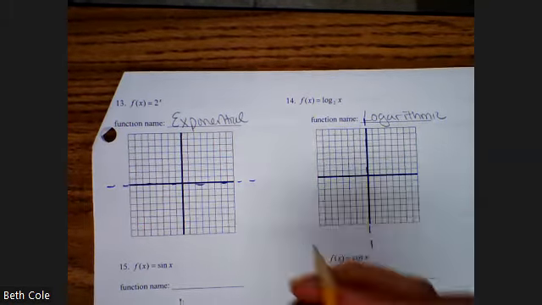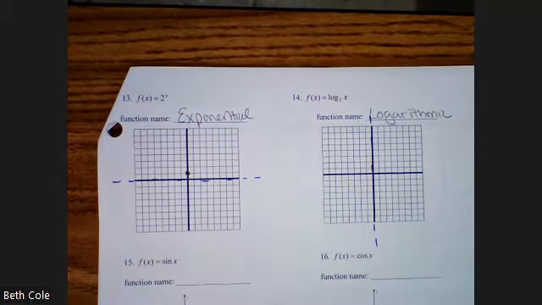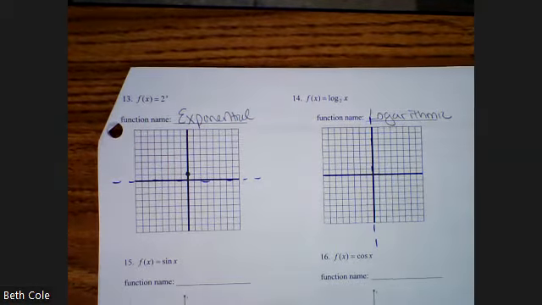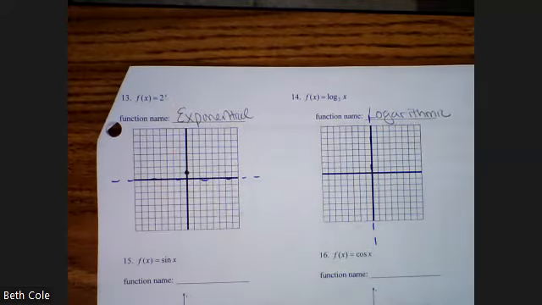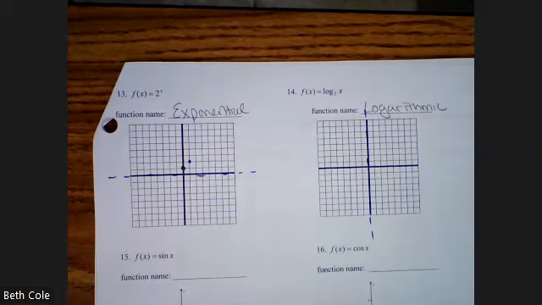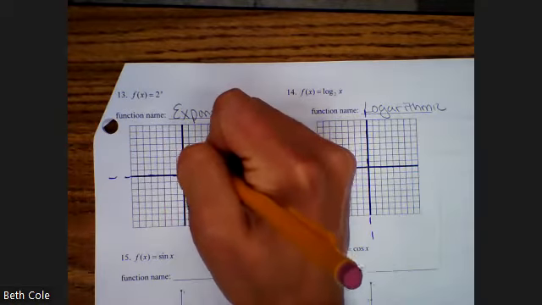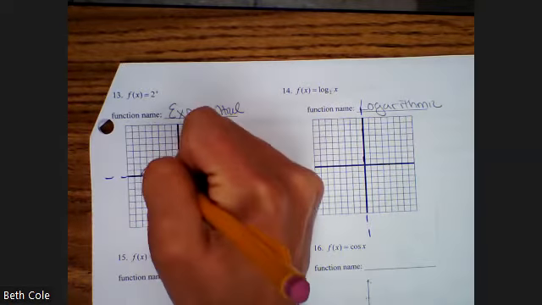It is 1. Anything to the 0 power is 1. So we get 0, 1. A billion to the 0th power is 1. All right, now let's plug in 1. 2 to the 1, like 2 to the first. That's 2, so we get 1, 2. And then if you plug in 2, 2 squared is 4. So it looks something like this.